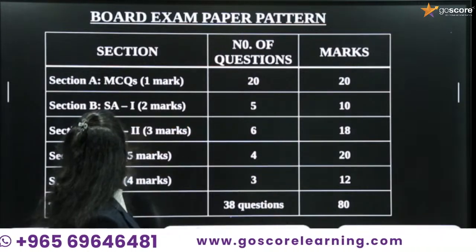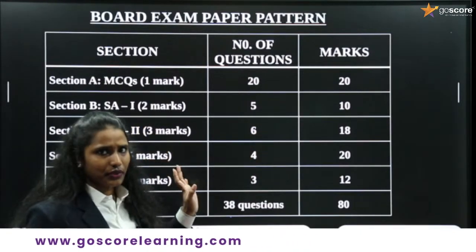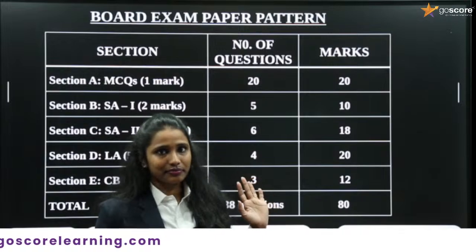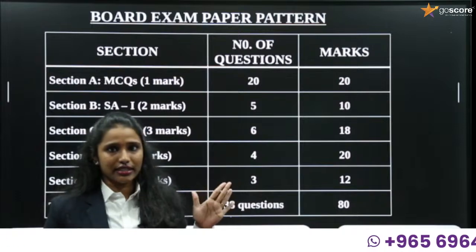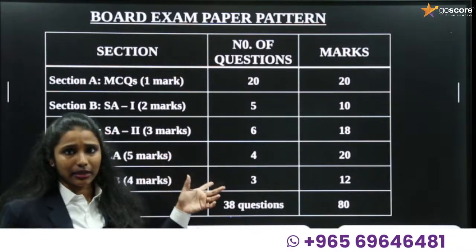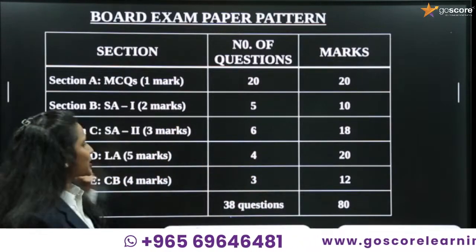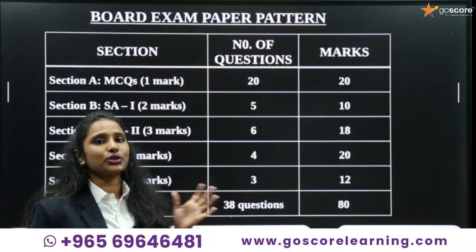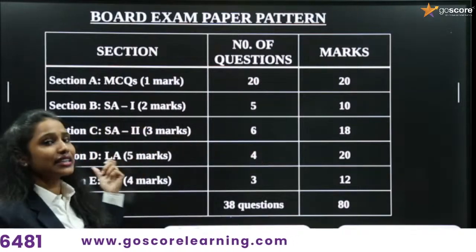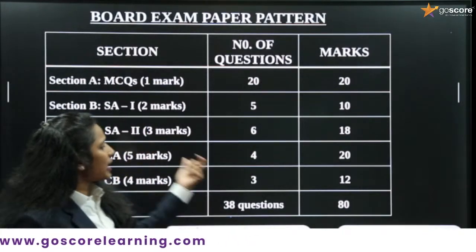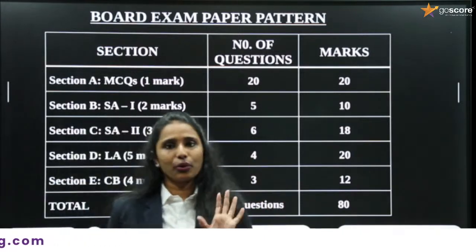In section B, you have to answer 5 questions. It's a 2-mark section, so you will get 10 marks. For section C, you have to answer 6 questions, each question carries 3 marks, and you will get 18 marks in total. Now the long answers, section D: 4 questions, each carries 5 marks, which means you will get 20 marks. And in the last section, the case-based questions, you have to answer 3 questions, which will give you 12 marks because each question carries 4 marks.